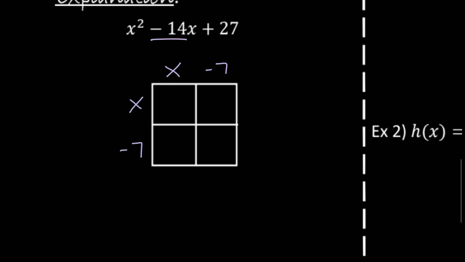So if I was to multiply this out, what is x times x? X squared. What's negative 7 times x? And x times negative 7? And negative 7 times negative 7.